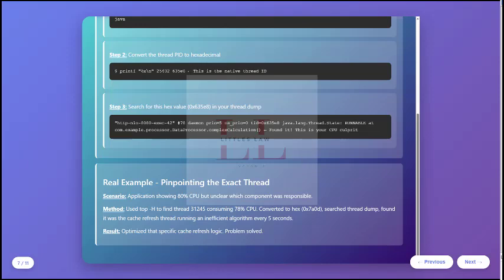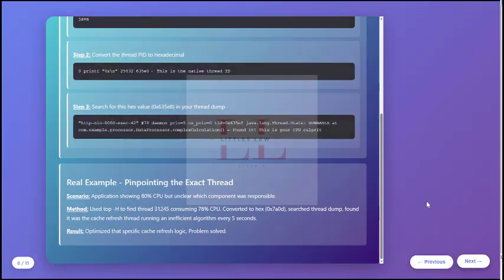So the cache refresh was running every 5 seconds with an inefficient algorithm. As I told you, the algorithm is always very important, and the designers have to be very careful with that. So we optimized that specific cache refresh logic, and the problem was completely solved. Without the OS correlation, we would have just been guessing which component was the culprit, but guessing will not work every time.